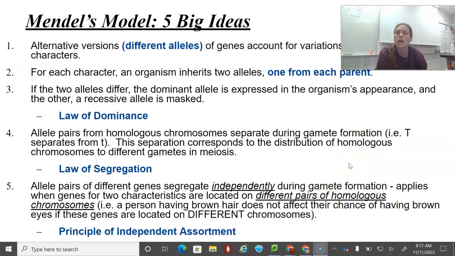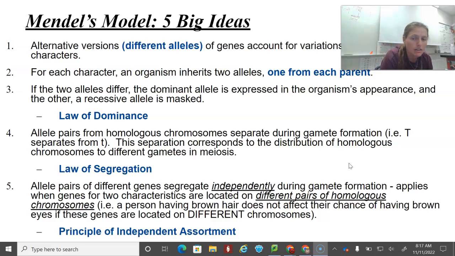from ninth grade. If two alleles differ, the dominant one will mask the other. That's called the law of dominance. And so that's why we call it normal Mendelian complete dominance inheritance, because if we see a ratio of one masking another, there's only two options there. That's the law of dominance.